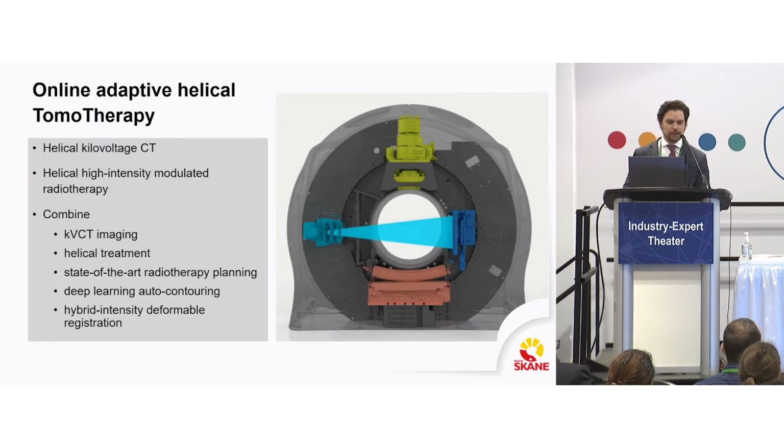So online adaptive helical TomoTherapy: we now have the technical solution that may facilitate this online adaptive radiotherapy. I will present the feasibility with a suite of technologies where we use KVCT imaging and the radiotherapy system together with the RayStation planning system. We're testing the individual components for this and it's at an early stage of integration. But we basically have a CT Linac with a helical treatment and a very nice radiotherapy planning system where we also have deep learning auto-contouring and hybrid intensity deformable registration.